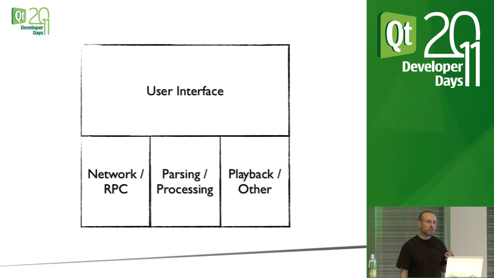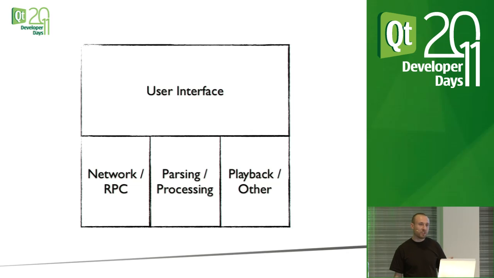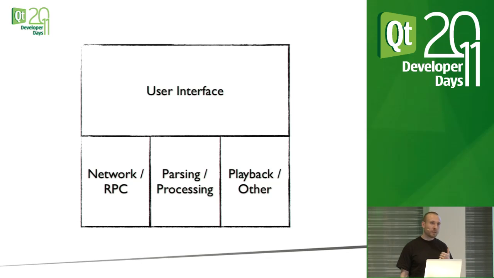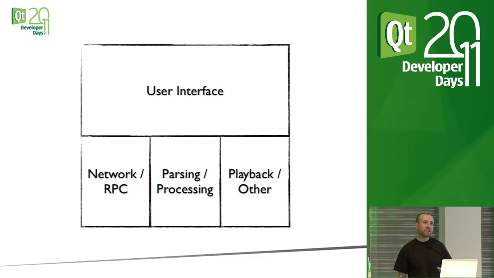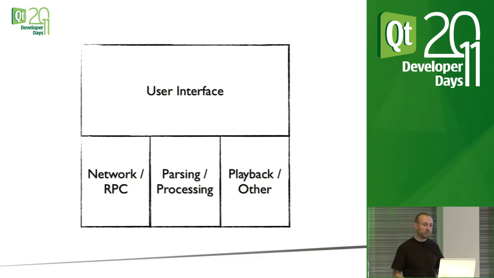So the way we look at our application is basically divided into two major parts. You have the user interface layer and the backend. And in the backend, we typically do some sort of networking or remote procedure calls. We do some sort of parsing or processing of the data we get back. And we do some sort of massaging to either, in our case for the music service, play back the data or display it in a sensible way in the user interface.